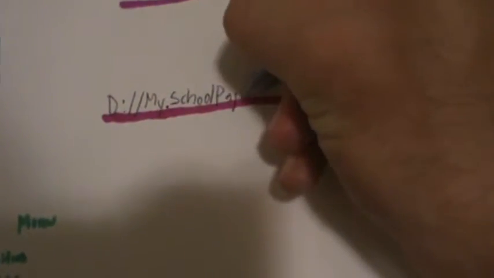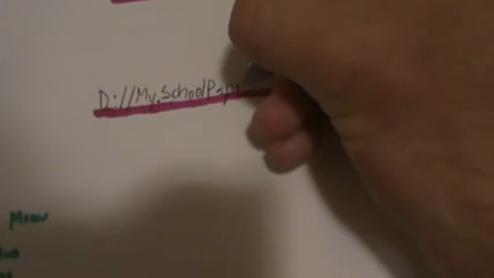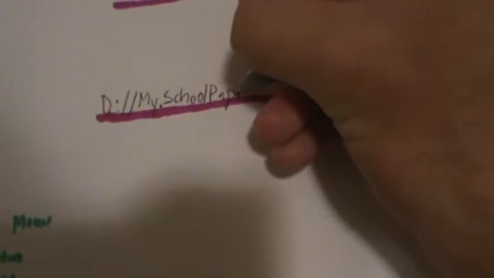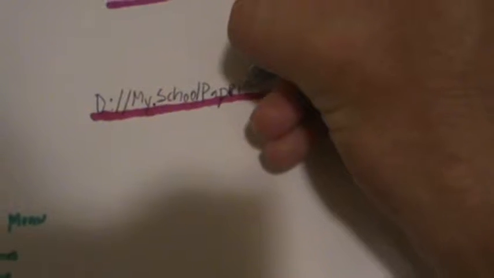School papers. Go ahead and put an E right there. School papers, and say maybe dash 2, and then go ahead and put the year on there, as in 114, and then maybe put a question mark right there, kind of like a URL link.